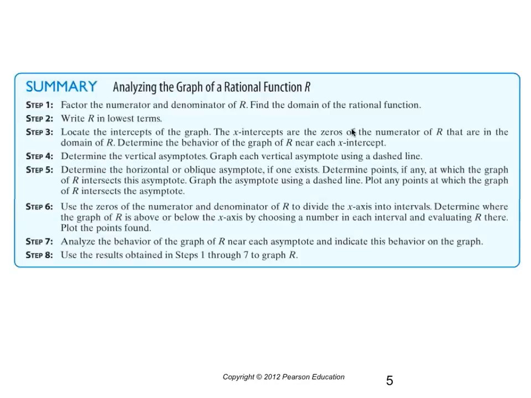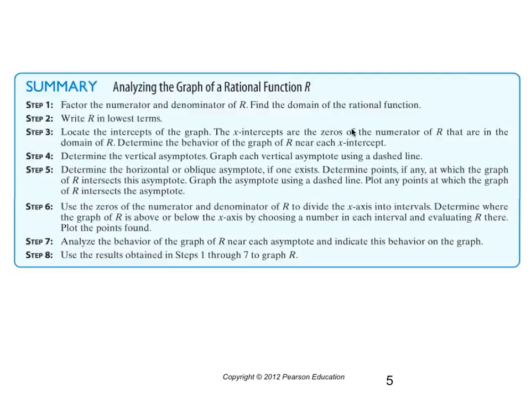Step 1 is to factor the numerator and the denominator of r and then find the domain of the rational function. Step 2 is going to be to write r in lowest terms. Step 3 is going to locate any intercepts on the graph. So x-intercepts, those are going to be the zeros of the numerator. So if you're trying to find x-intercepts, you just have to set your numerator equal to 0 and then solve. And y-intercepts are going to be the value when x is 0.